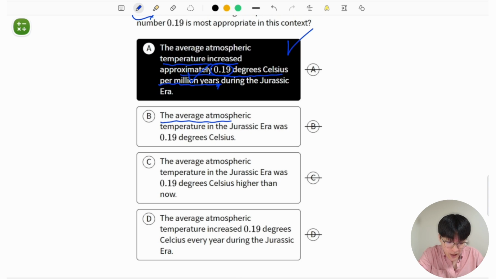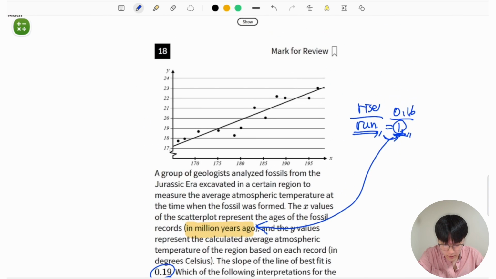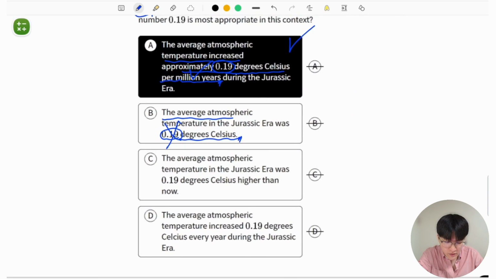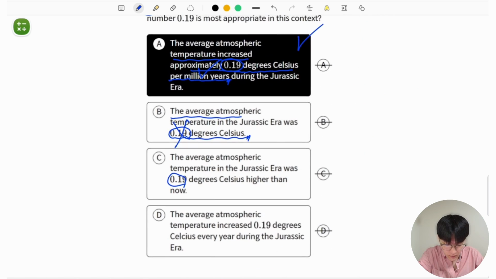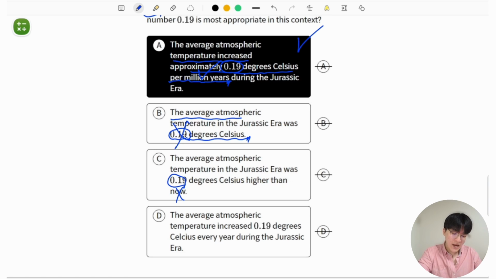The average atmospheric temperature in the Jurassic era was 0.19 degrees Celsius. Now that would be incredibly cold and also incredibly incorrect in this situation, because if we look at the degrees here, it starts from 17. There's no way that the average is 0.19 degrees. Answer choice C, the average atmospheric temperature in the Jurassic era was 0.19 degrees Celsius higher than now. We don't know when now is. That's impossible to know. D, the average atmospheric temperature increased 0.19 degrees Celsius every year during the Jurassic era.